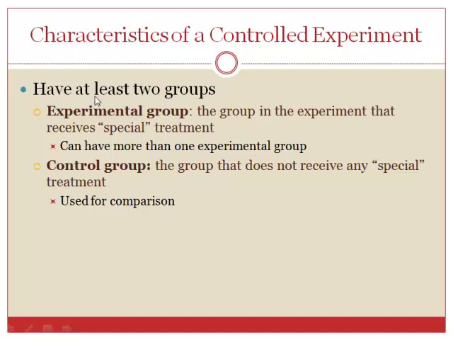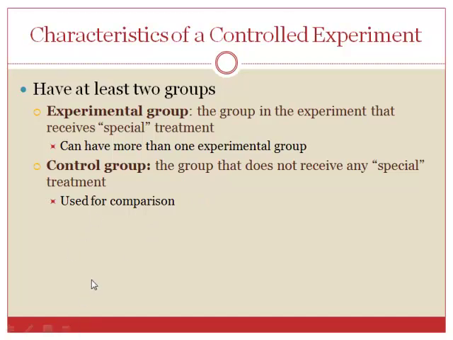So remember that the experimental group is the special treatment, so the special potting soils, and then the control group is the one without any special treatment, so maybe soil from your yard, and then we use that to compare against the others. So did the special potting soils make the plant grow better than the soil from our yard?